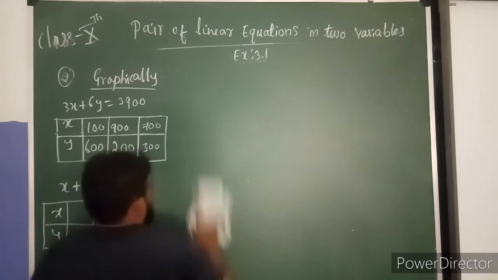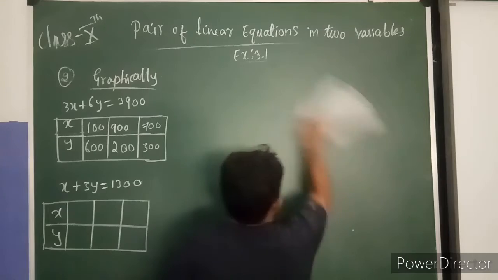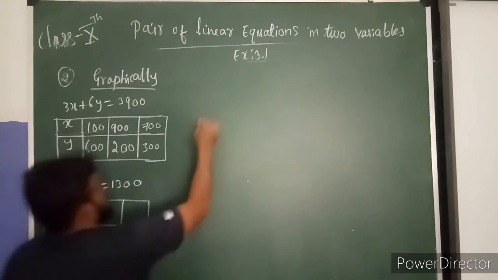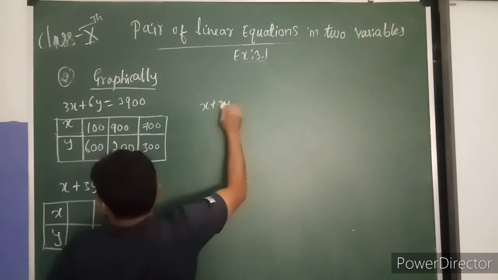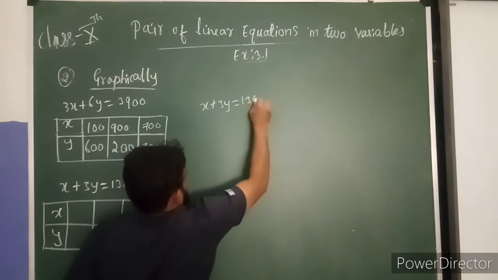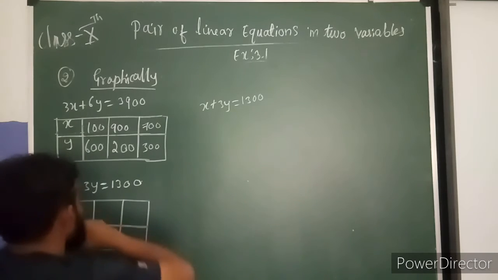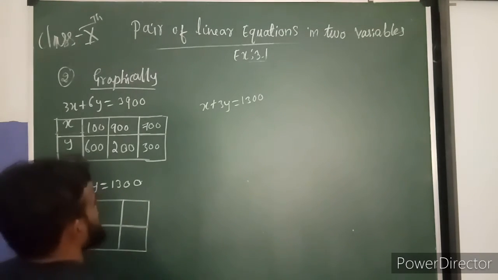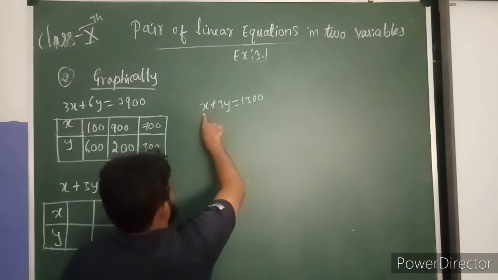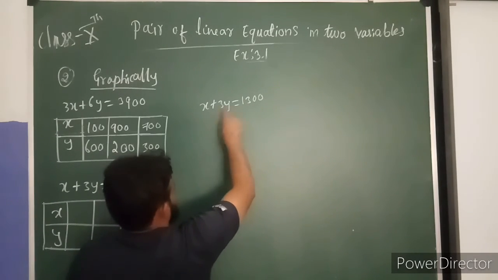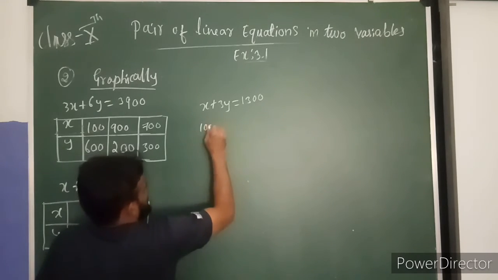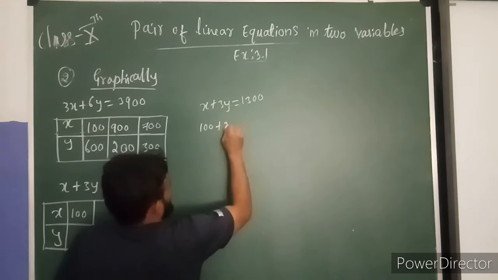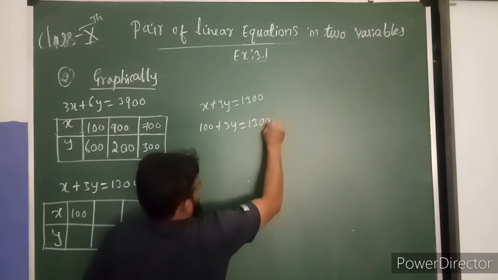Now I should do the second part of the graph, the second equation that we have today: x plus 3y is equal to 1300. x plus 3y is equal to 1300. So I will do that also. Easily I can solve. First, we have to take the x value as 100. 100 we can take, right? 1200 divided by 3 we can cancel. x is 100. Now x is 100, plus 3y is equal to 1300.